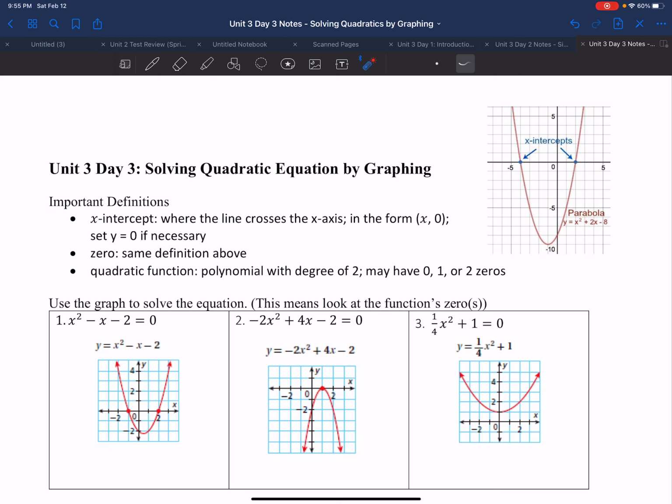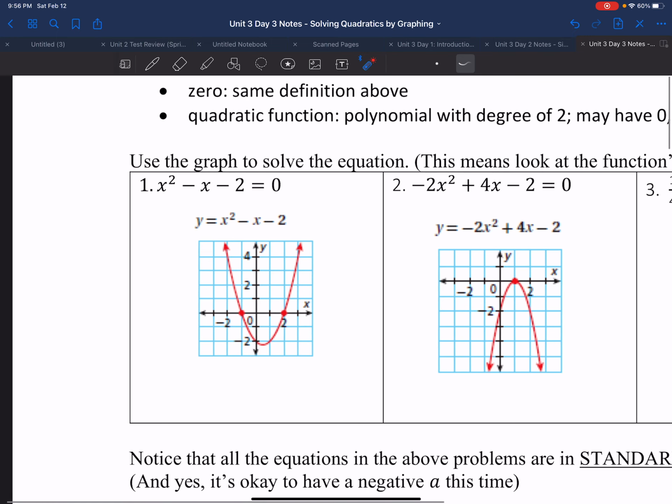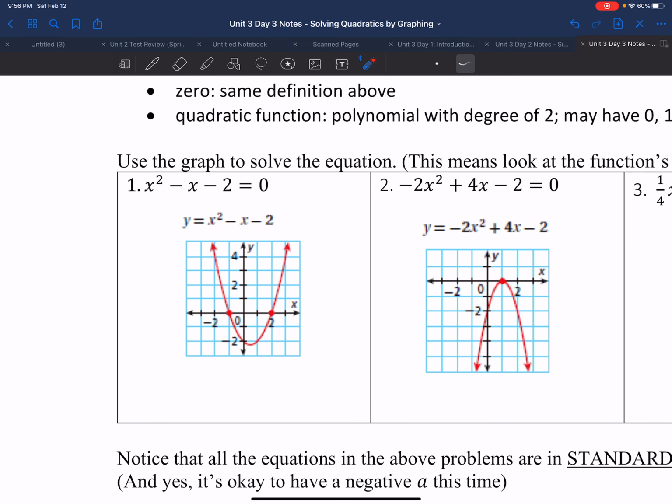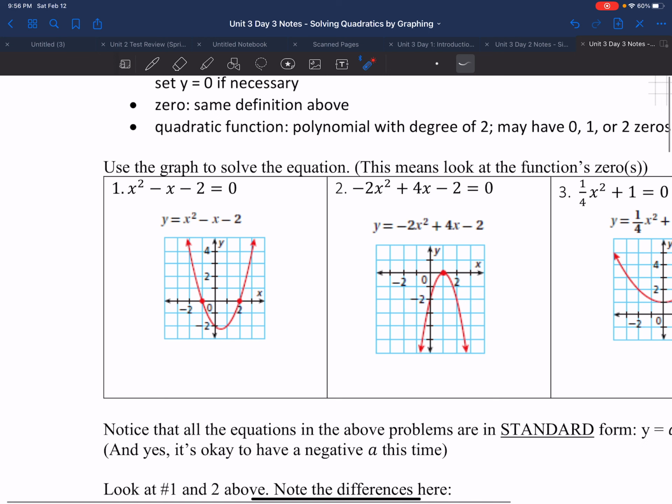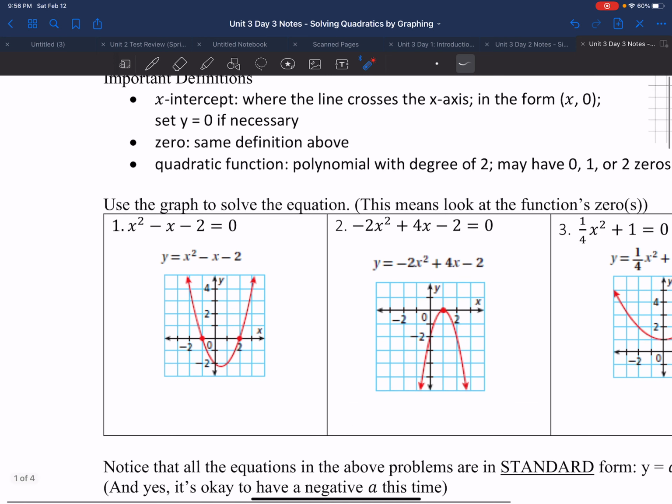We are going to be dealing with what we call the quadratic function, and this is what we call a parabola. A quadratic function is a polynomial with a degree of 2. Notice that I've been saying ax squared plus bx plus c so many times because our degree is usually 2. Looking at number 1, the question says, use the graph to solve the equation. That means just to look at the zeros of the function. Remember, the zero is just the x-intercept.